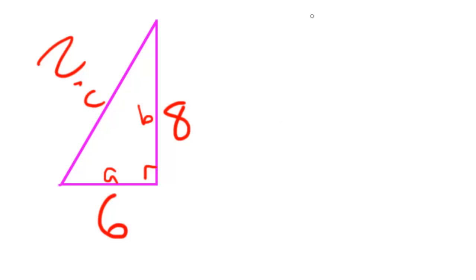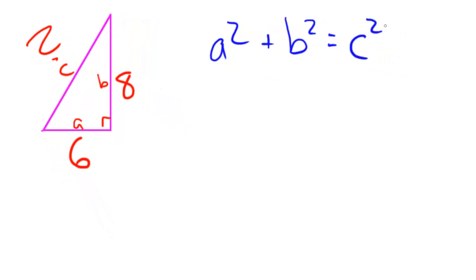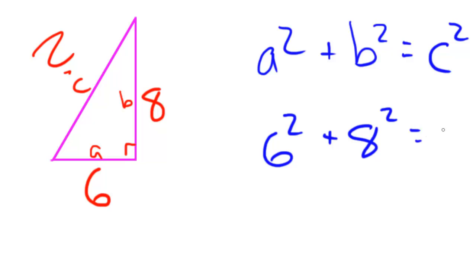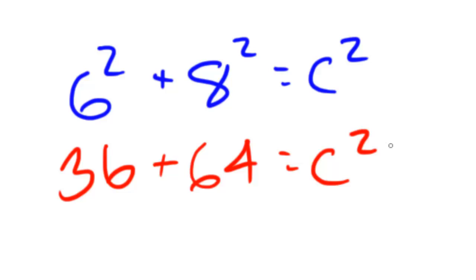So when we apply the Pythagorean theorem, we know that a squared plus b squared equals c squared. A squared in this instance is going to be 6 squared. B squared is going to be 8 squared. And again, we don't know what c is, so we're going to leave it like so. 6 squared is going to be 6 times 6. It's a perfect square. It's going to give us 36. 8 squared is going to be 64. And again, we've got c squared.